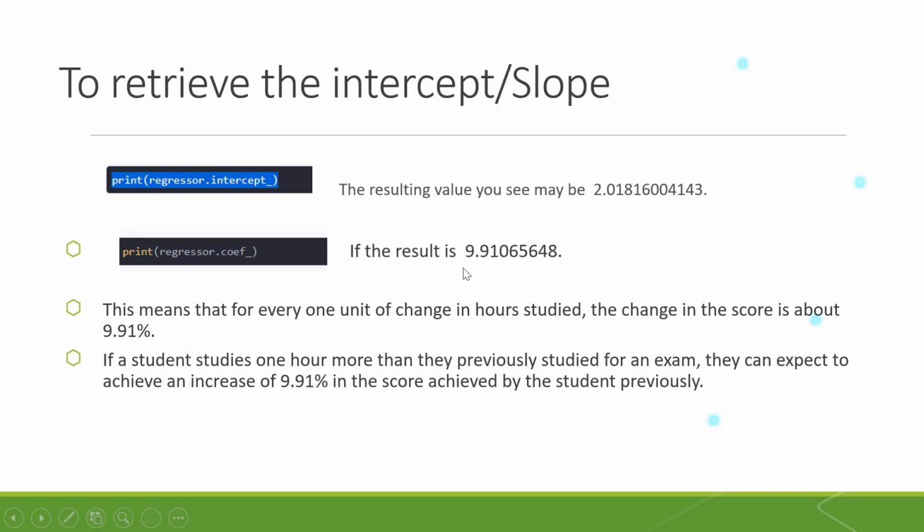Suppose you are getting the result as 9.9, okay, what does it mean? It means that for every 1 unit of change in hours studied, the change in the score is about 9.91%. It means if a student studies 1 hour more than previously studied for an exam, they can expect to achieve an increase of 9.91% in the score achieved by the student previously. So for every 1 hour, there exists an impact of 9.91%. So you can assume the results based on the increase in the number of hours studied.